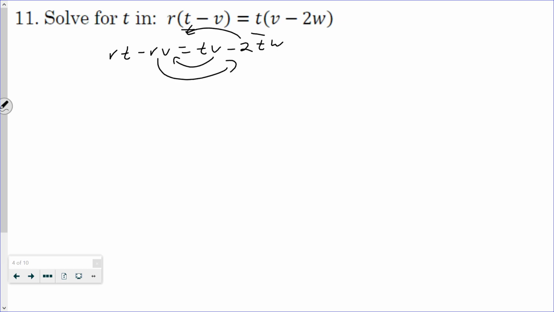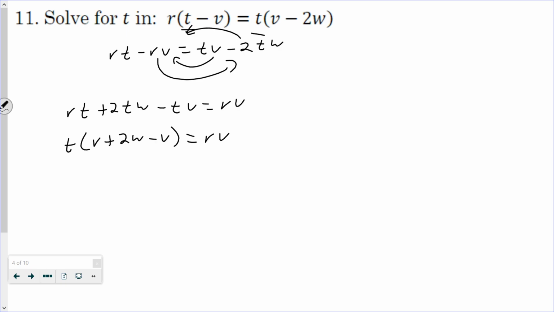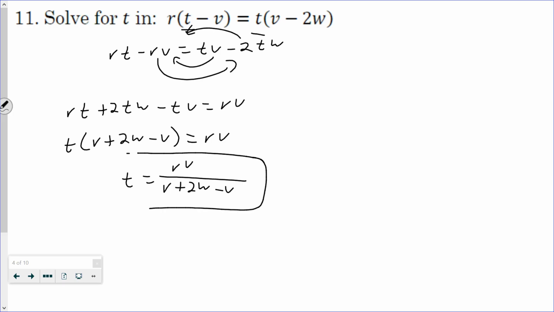So I want all the T's on one side by themselves. So what I get is RT plus 2TW minus TB equals a positive RV. Factor out a T on the left side to get T times R plus 2W minus B equals RV. And I get that T equals RV all over R plus 2W minus B. And there's your answer. Just expand the whole thing out, put all of the T's on one side because that's what I'm solving for. Factor out that T, then isolate it by itself.